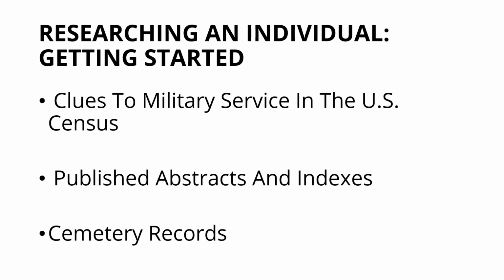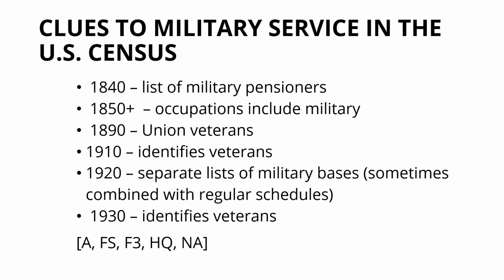Part 2. Begin by checking guides and indexes that will narrow your search. These may save you time by leading you to the records you need. The U.S. Census is completely indexed and often provides clues to military service. The 1840 census has a column identifying Revolutionary War pensioners. Later census records include occupations of all adults, including those currently in military service.